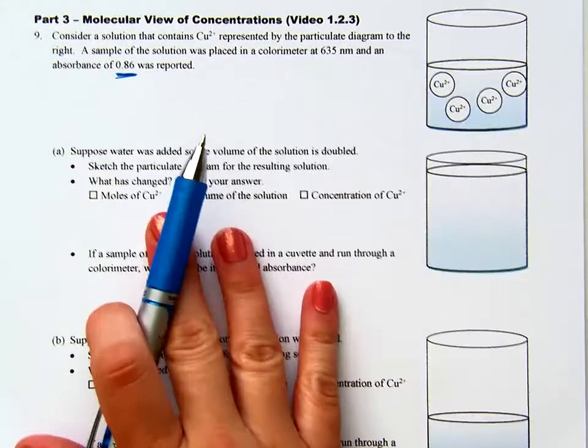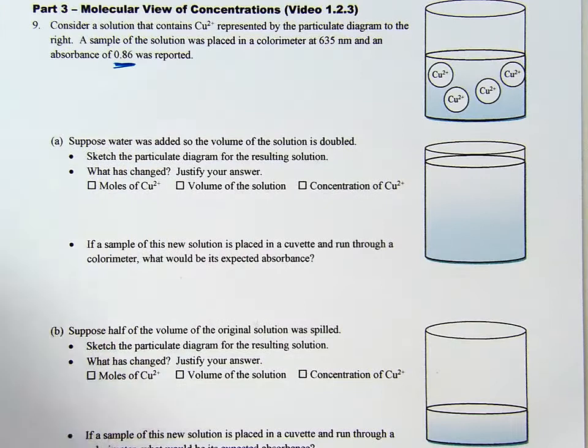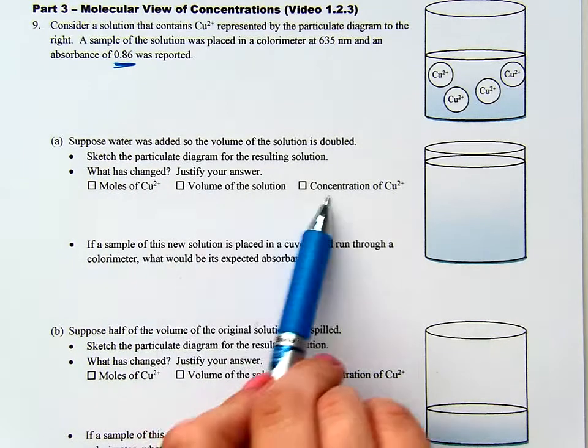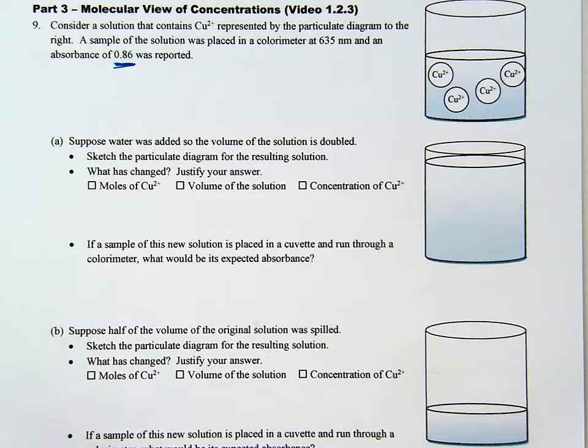Okay, for situation A, suppose water was added so the volume of the solution is doubled, and the picture here is showing you that. So you've doubled the volume of the solution, and you've only added water. So sketch the diagram for what this is going to look like. So basically sketch in the coppers. And then once you're done, check the boxes for what's going to change. Please pause the video, go ahead and predict that. You can do it in pencil or on a separate sheet of paper, and then come back.